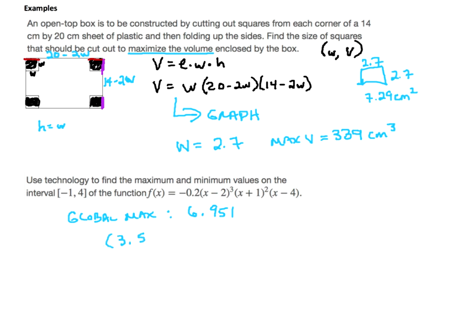6.951. The entire point, though, is (3.573, 6.951). The x value answers the where does this occur? And the y value answers the what is the global maximum there?